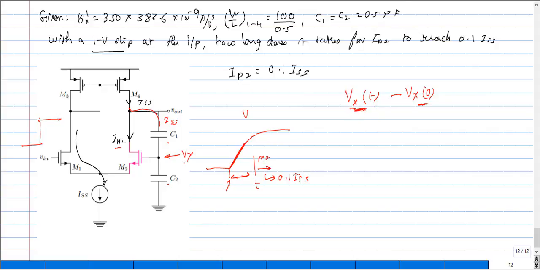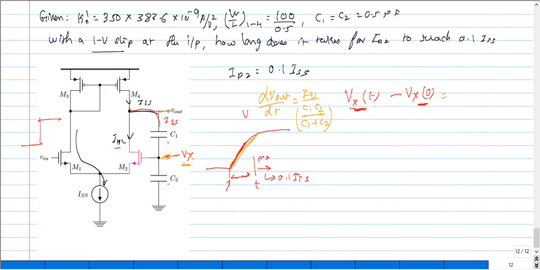The answer is, it is pretty clear that at this particular point in time, the rate at which the output switches, or the rate at which this node Vx rises, is basically defined by this quantity, right? dVout by dt, which is nothing but the slew rate, is defined as ISS times the capacitance, correct? C1 C2 divided by C1 plus C2.